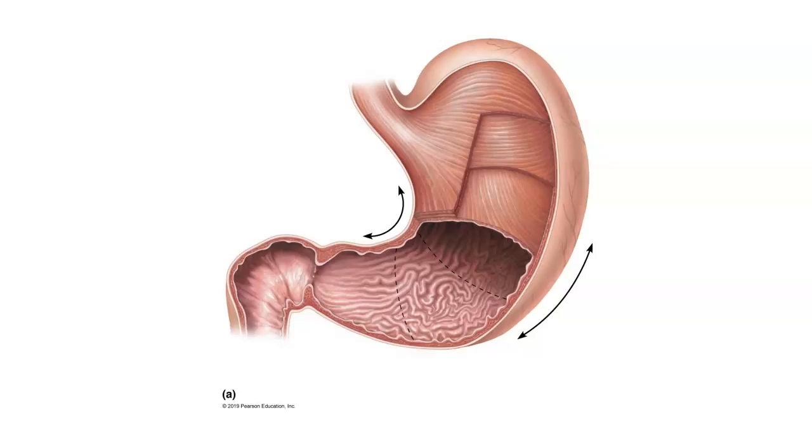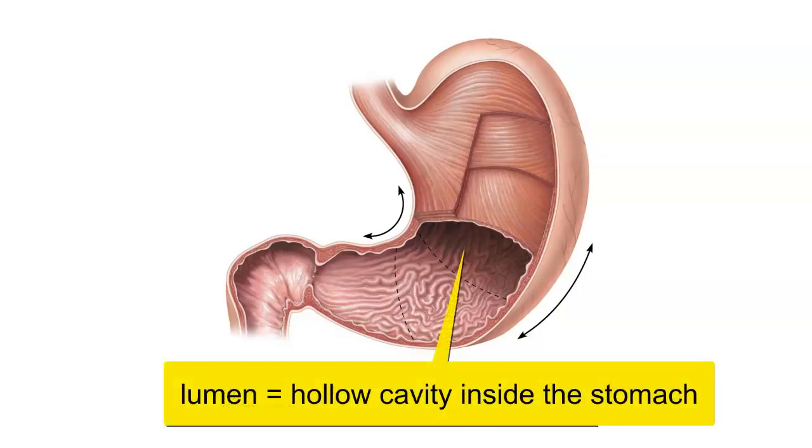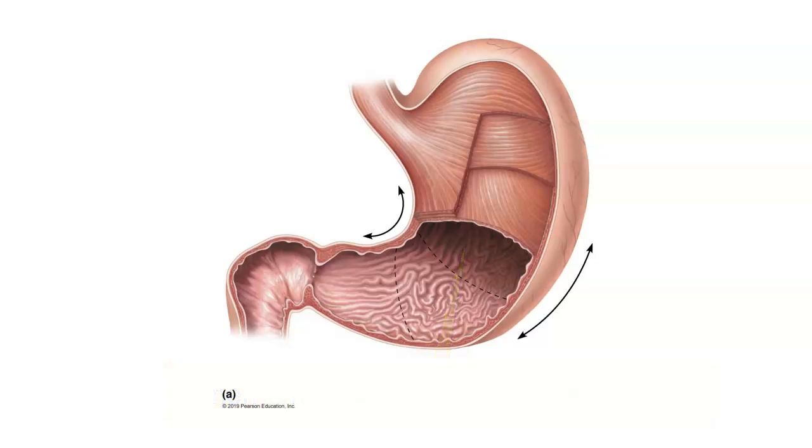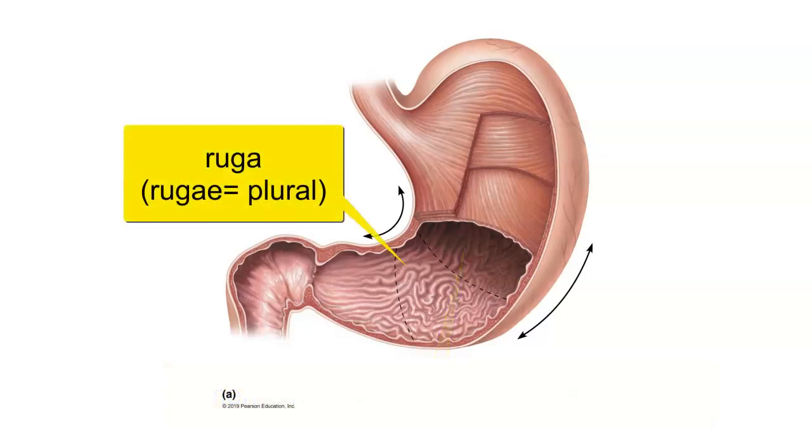This video is about gastric secretions. So let's first take a look at where the secretions come from. Here we're looking into the lumen of the stomach, and you can see that the lining of the stomach is thrown into all of these convoluted folds called rugae.